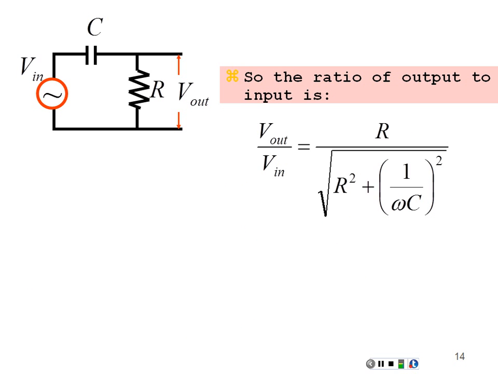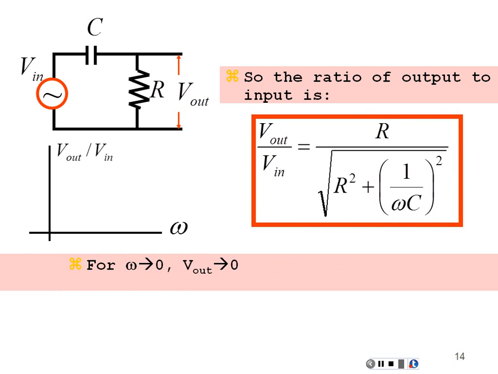But note what happens when the frequency of our signal changes. If our angular frequency approaches 0, we're going to have something that is infinitely large for 1 over omega C, and then that is going to be 1 over the square root of something infinite, which will mean basically 0. So our V out over V in will be 0, and our V out will approach 0. Anything with low frequencies is not going to make it to our output.